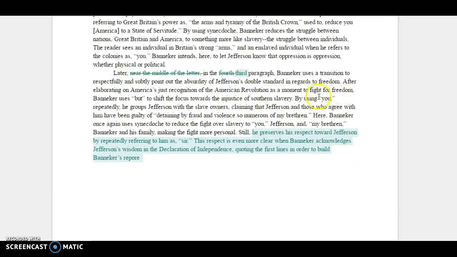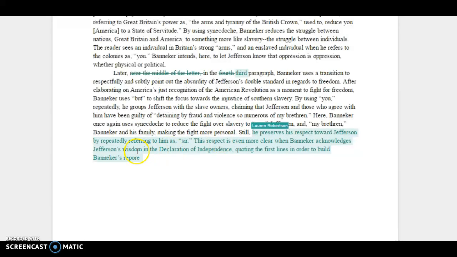So, again, zooming in on a particular word and what you think it means is fine. Claiming that Jefferson and those who agree with him have been guilty of detaining by fraud and violence so numerous of my brethren. Here, Banneker once again uses synecdoche to reduce the fight over slavery to you. So he reduces the people who are pro-slavery to just you, Jefferson, and my brethren, Banneker and his family, making the fight more personal.